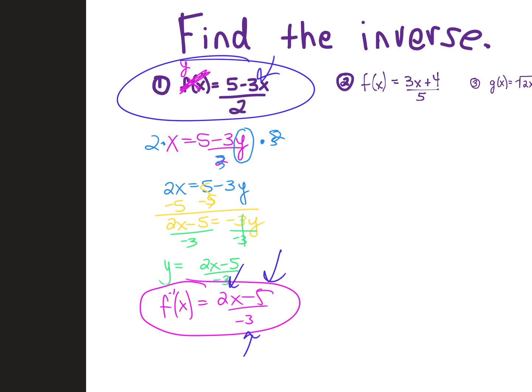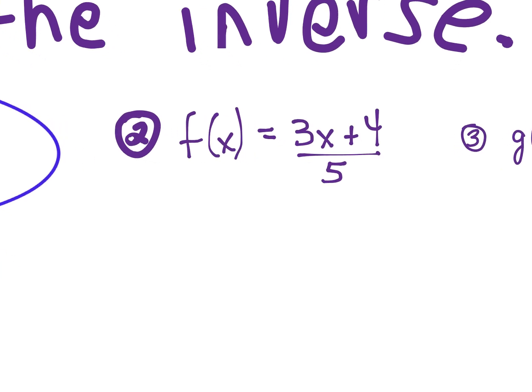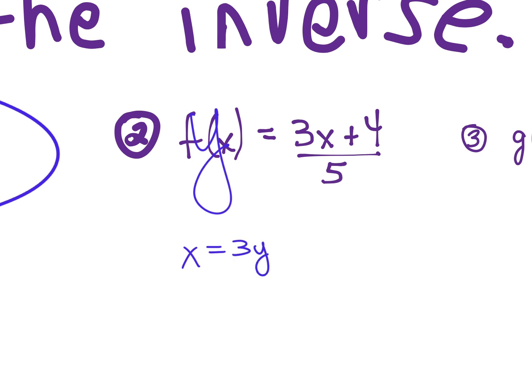Yeah, whatever letter. You can always use f of x if you want. If it's a different letter, that's fine. Just always use f. Doesn't matter. So like here, step 1. Replace f of x with a big y. Then what do I do with x and y? That's the most important step, is the switching of the x and y. So this becomes x equals 3y plus 4 divided by 5.